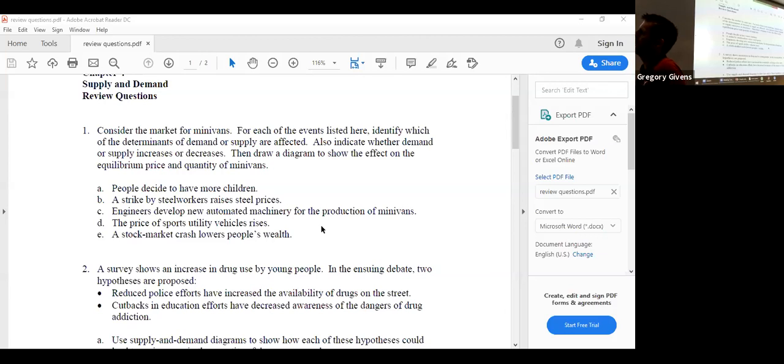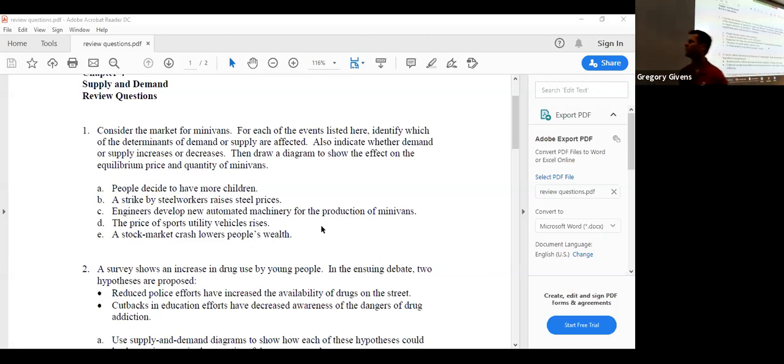How about part A? People decide to have more children. How do you think that affects the demand and or the supply for minivans, and why? And when answering these questions, I want you guys to think back to the last class about some of those common factors that cause demand or supply to shift around. Can you appeal to any of those in describing what happens here? People decide to have more children. We're worried about population growth. All right, so families are having more kids. Sean, what do you think happens?